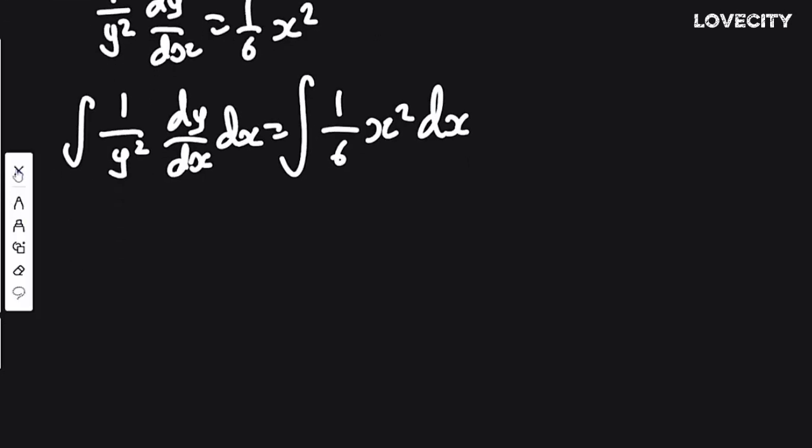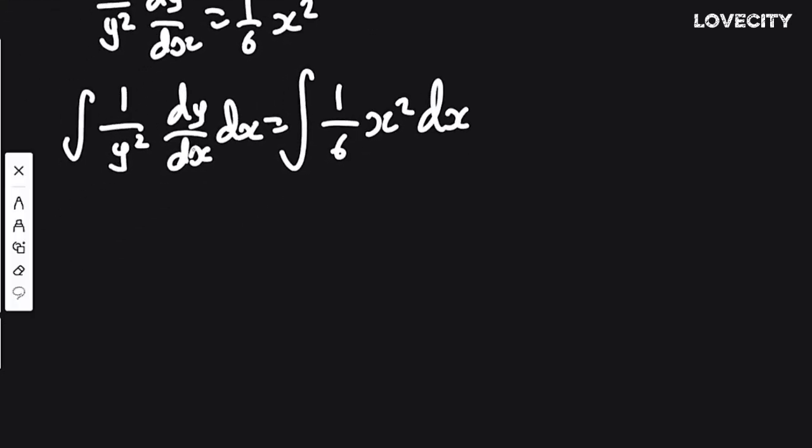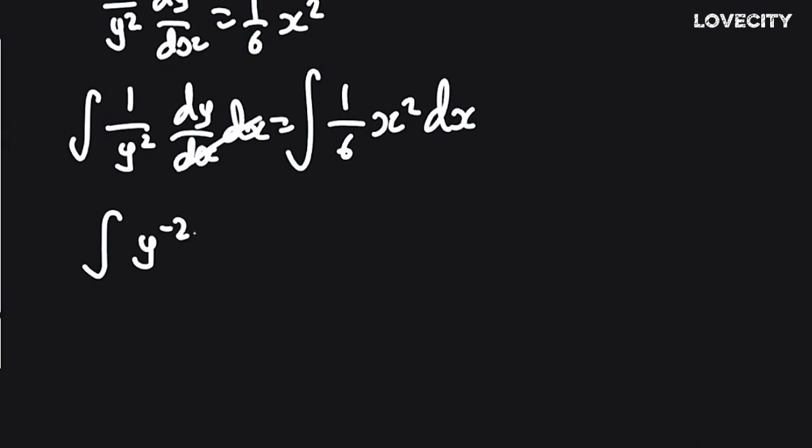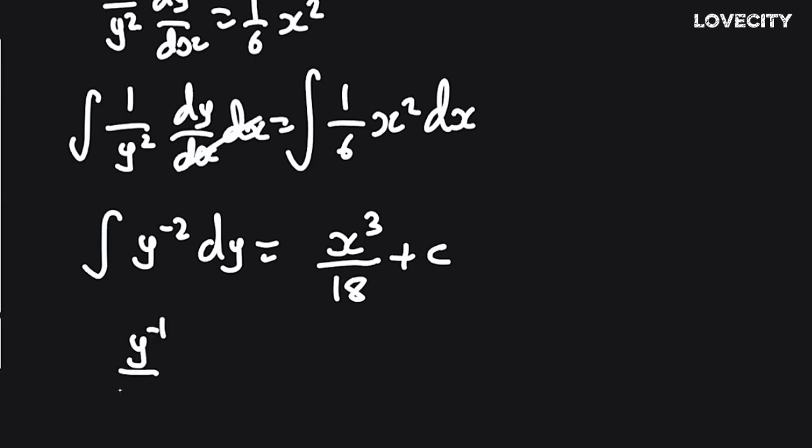Now, the integral on the left is the integral of y to the minus 2 dy. And on the right, well, this one's quite easy. We increase the power of x, and we divide by the new power. So we're now dividing by 18, because a sixth divided by 3. And this is where we need our plus little c here. Doing the same on the left side, we get y to the minus 1, divided by minus 1, equals x cubed over 18 plus c.